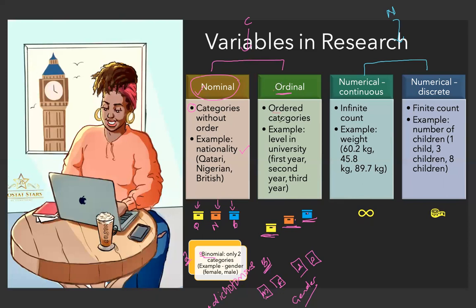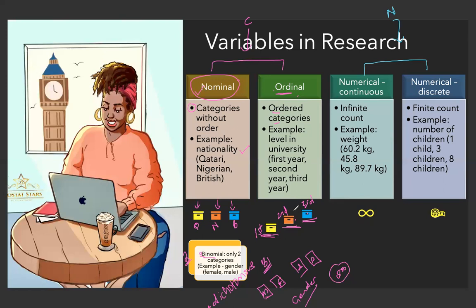It's ordered categories. So for example, if you're doing research in a university and you have a sample of 200 students, obviously all the 200 students might be at different levels in the university. Some of them might be in the first year, some might be in the second year, some might be in the third year. Obviously first year students are not the same as third year students because third is higher than first. So this is an example of an ordinal categorical variable where the categories have an order to them.